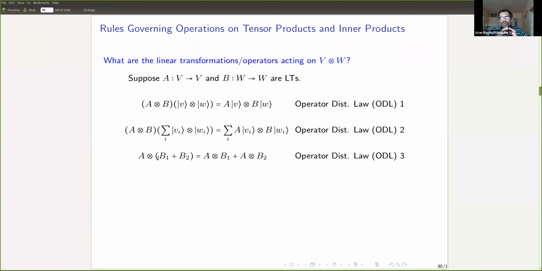So how do you talk about operators on the tensor product space, and how do you add them, how do you subtract them, how do you multiply them? These are kind of the rules I'm telling you about the tensor product space. So this is Axiom 4.